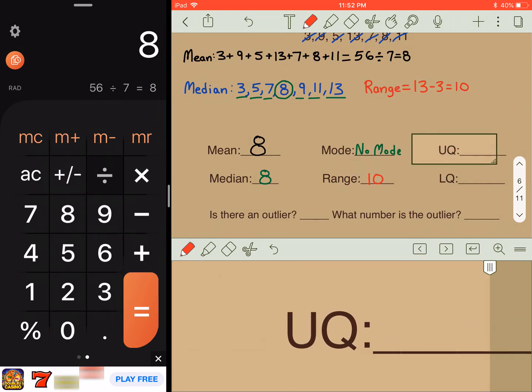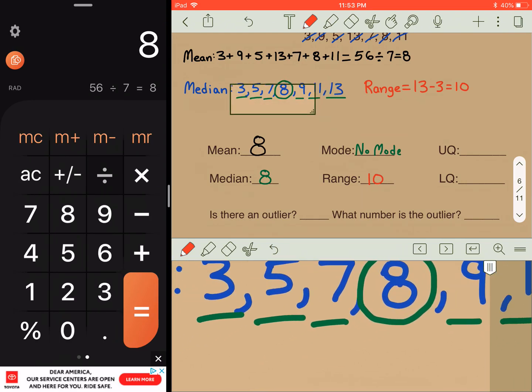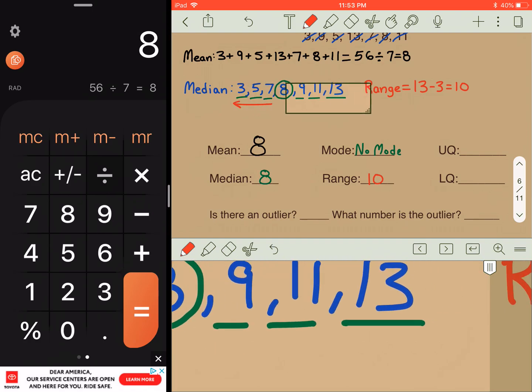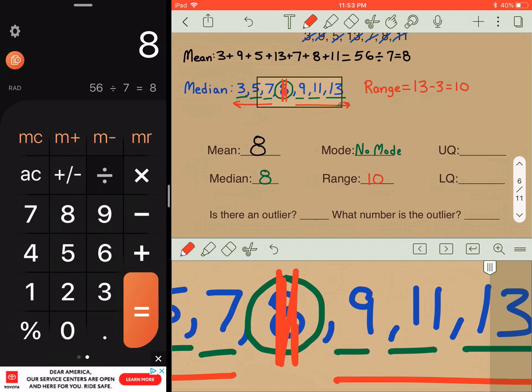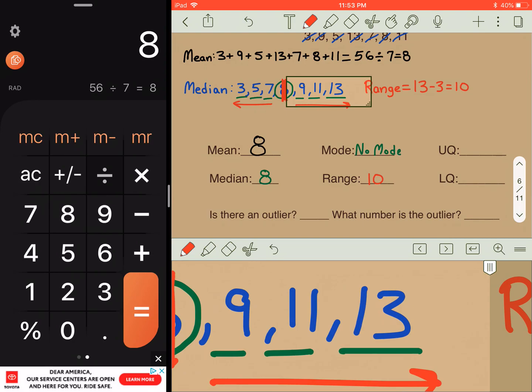Okay, my upper quartiles and lower quartiles usually sound hard. They're not, guys. It's just the middle number of the big numbers and the middle number of my small numbers. So if I look up here, 8 was my median. That divides my data set into numbers that are smaller than 8 and numbers that are greater than 8. So I'm looking at this as my halfway point, so I ignore the 8. My upper quartile is a number that's in the middle of the numbers greater than 8.